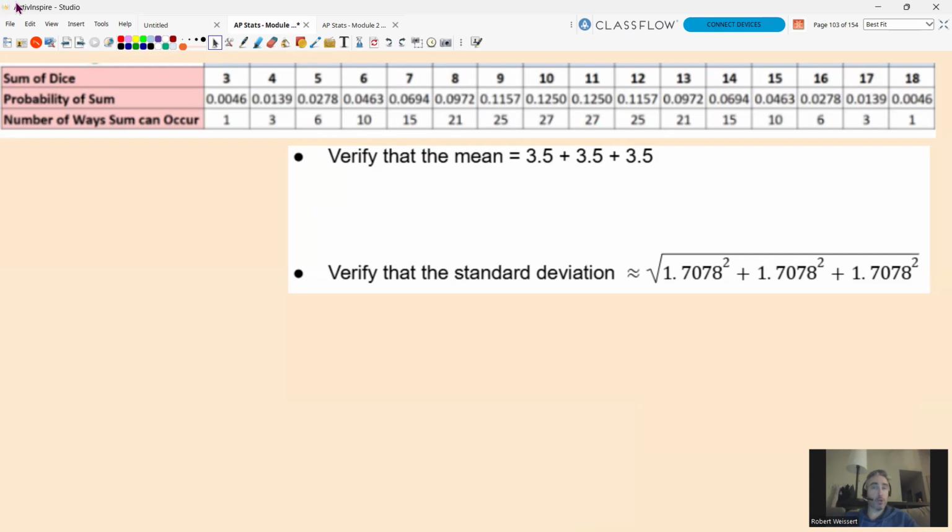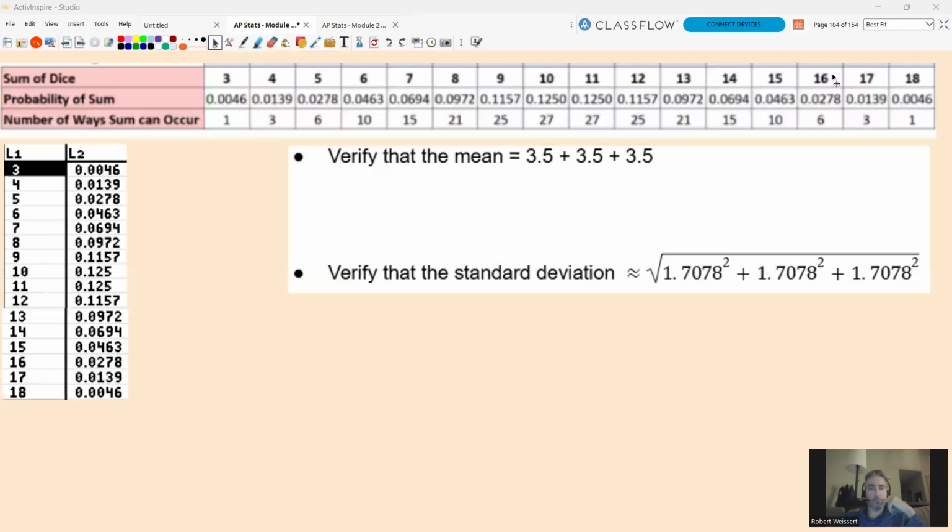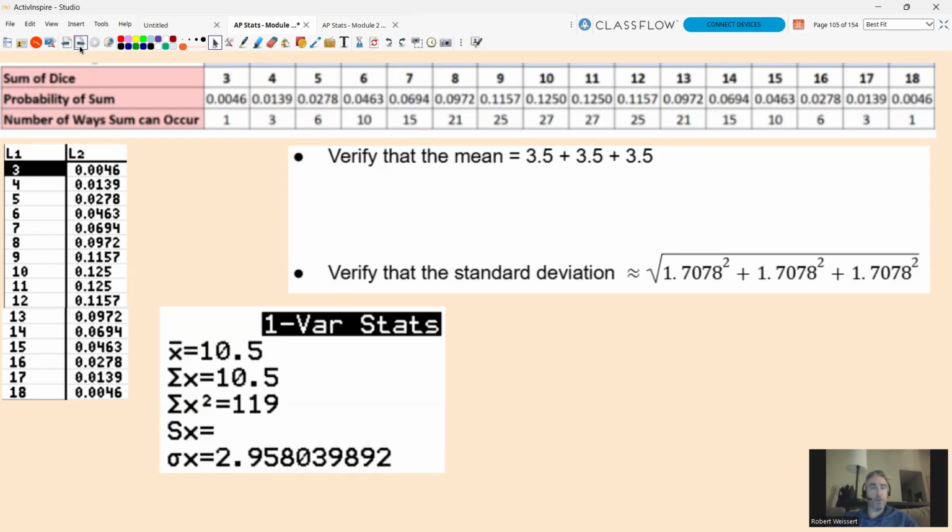So if you want to try that, put it in your stat menu, use these probabilities and these sums of dice, and see if you can get the mean and standard deviation to work. You'd want to enter all 3 to 18 in here and the probabilities that go along with those specific dice. Go to your one variable stats and make sure L2 is in your frequency list. And if you look at the mean, it's 10.5 and the standard deviation is 2.958.